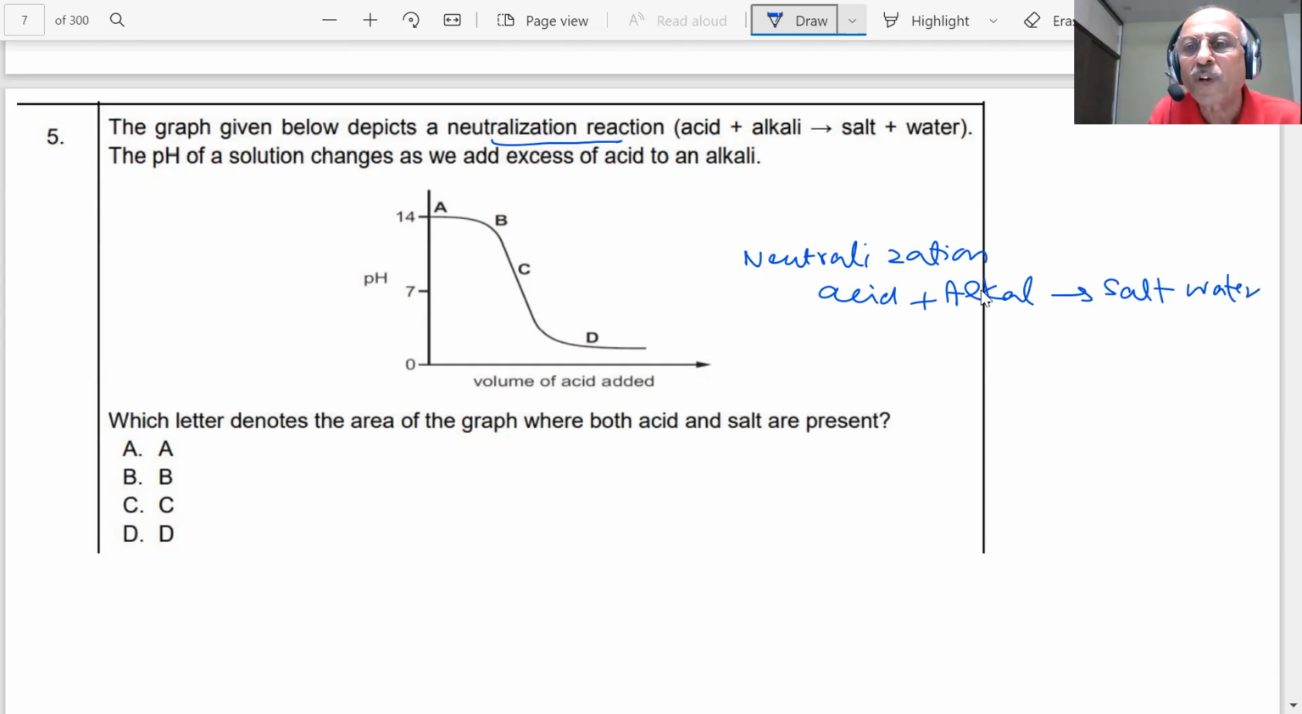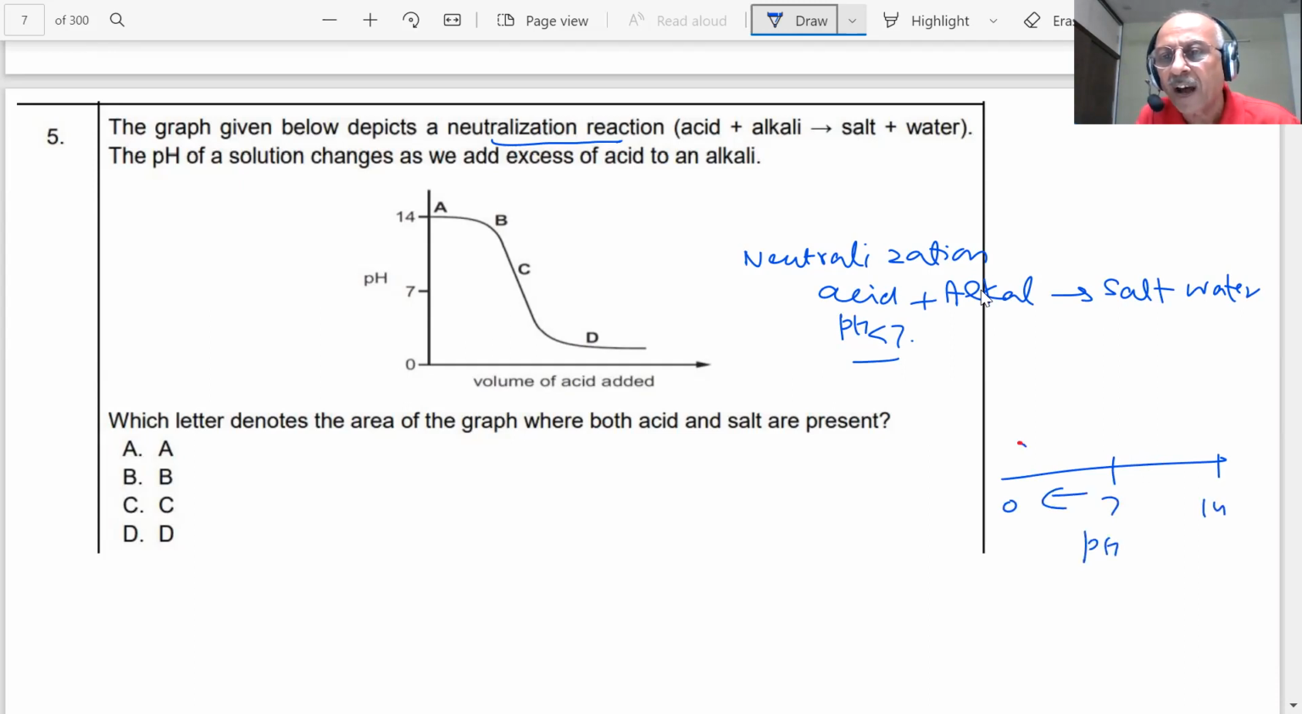When you have an acid, student, what is the pH of acid? pH of acid is less than 7. You have seen this scale, the pH scale, 7, 14. So pH less than 7 are acids, student, and greater than 7 are bases. And this is neutral at pH 7. This point is neutral, pH 7. Anything less than 7 is acid, anything above 7 is a base.